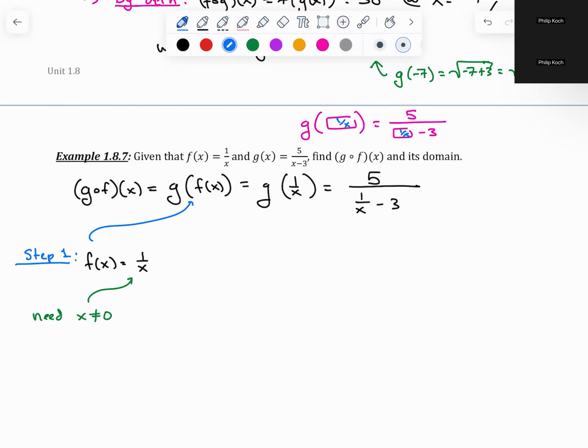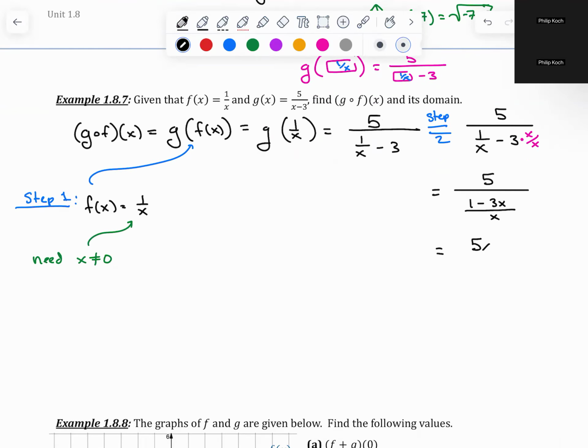So now we go into step 2. We're going to simplify this function. You can still get there even without that fact, but it's better to just work through it. So it's 5 over 1 over x minus 3. I need a common denominator, so I'll multiply this by x over x. And this will become 5 over (1 minus 3x) over x, which is equal to 5x over 1 minus 3x.